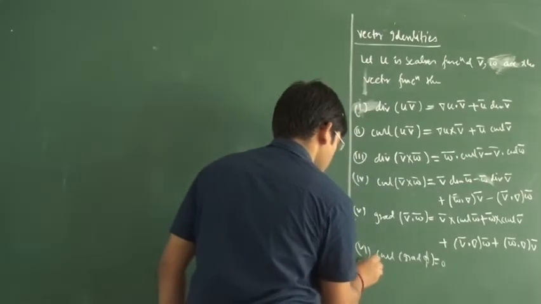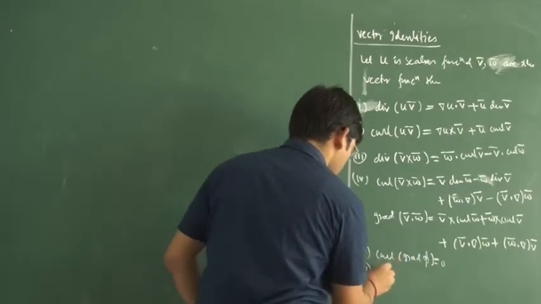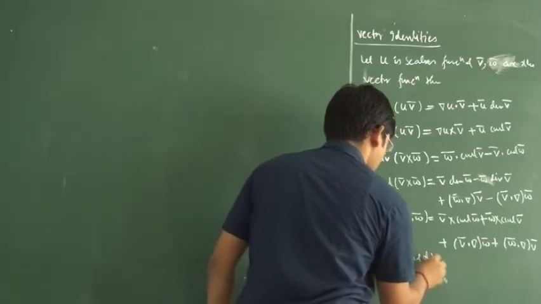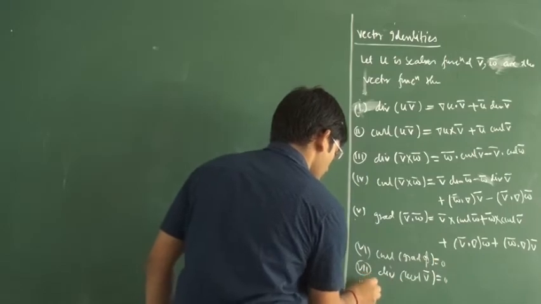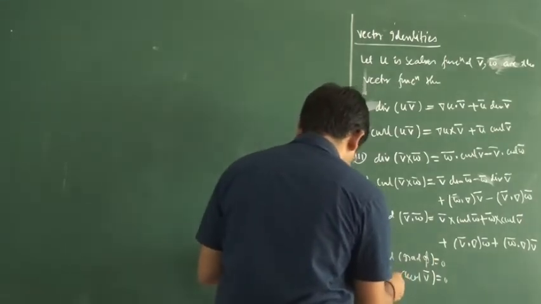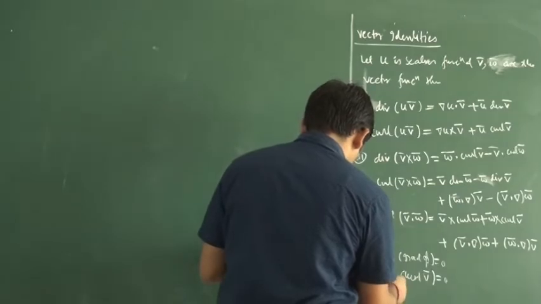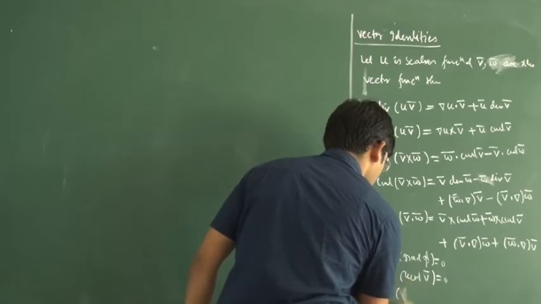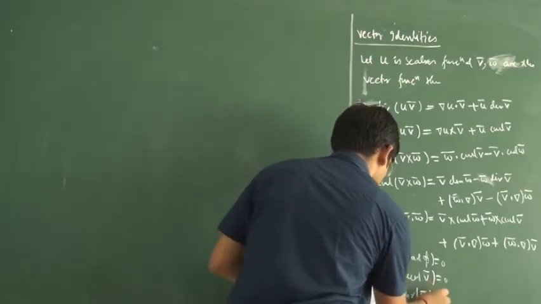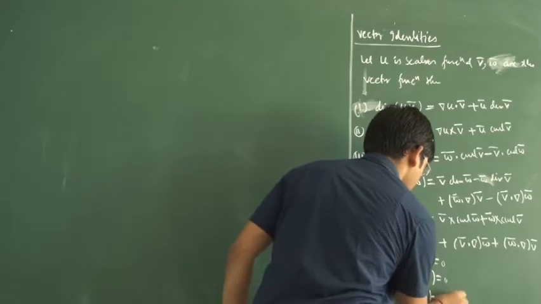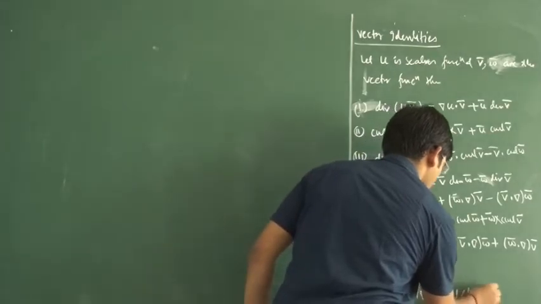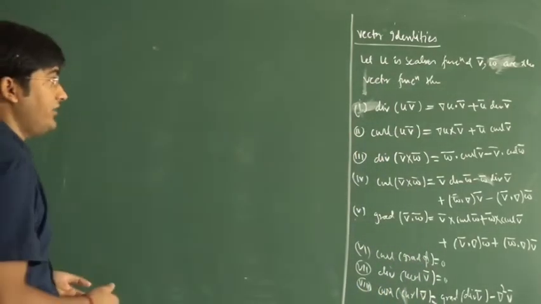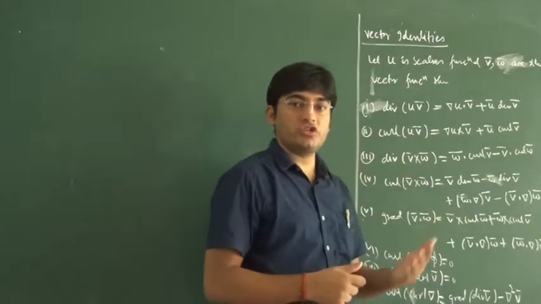Then our seventh property is divergence of curl v equal to 0. Here phi is the scalar point function. Then we have curl of curl v equal to grad divergence v minus del square v. So let us prove these 8 identities with the help of the definition.